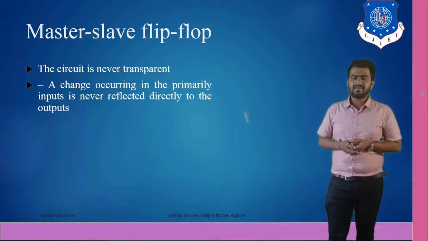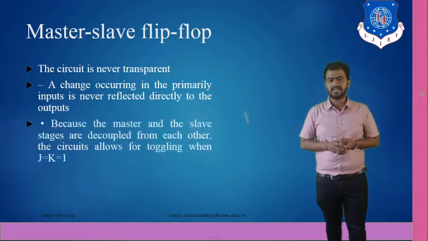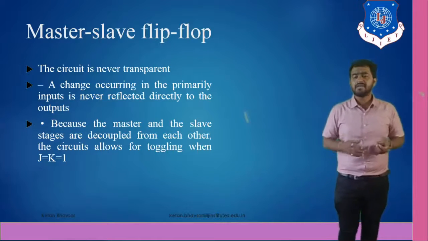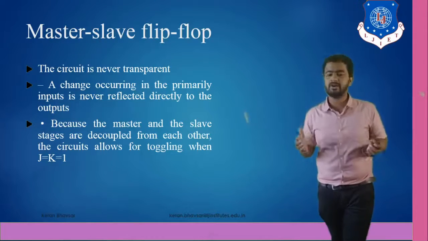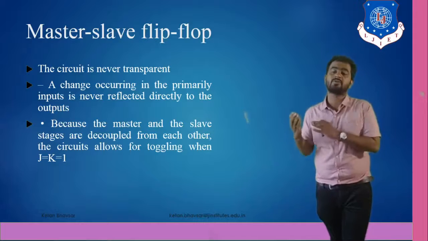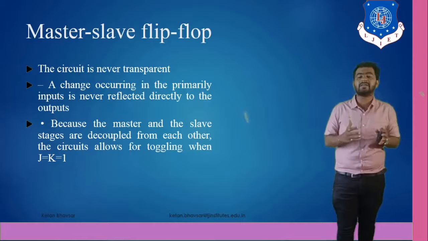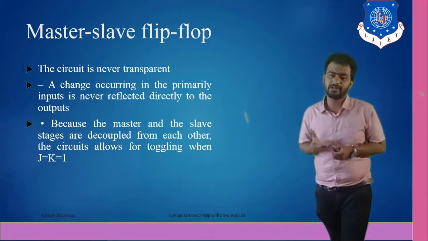Okay, so at the master level, the circuit is never transparent. A change occurring in the primary input is never reflected directly at the output. If you change the input terminal, it does not directly affect the output terminal, because it is passed to the slave too. Then you can see the variation on the slave side first, and only then you can see the variation on the output side too.